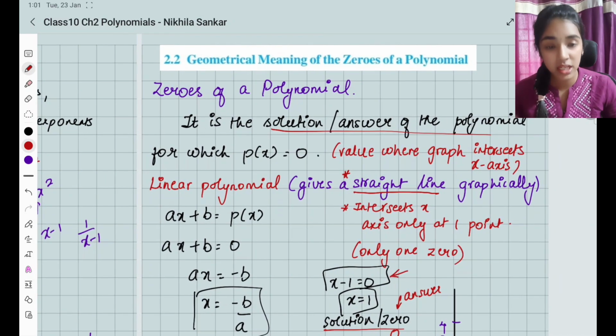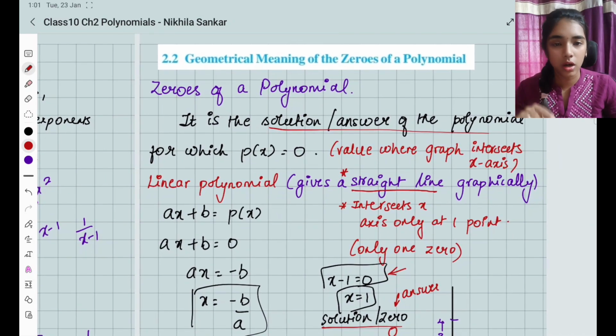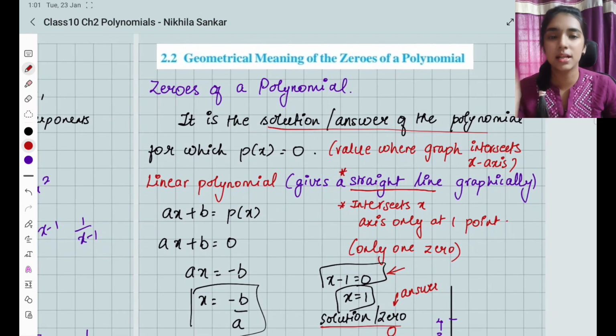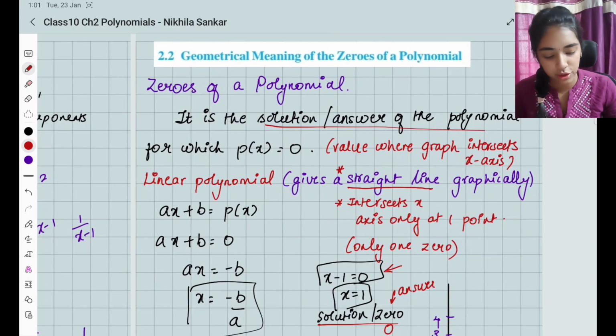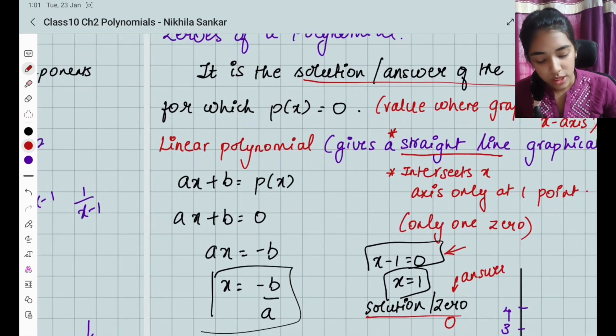So this is going to be the 0 of the polynomial, or the solution of the polynomial, or the answer to the polynomial. So நம்ம அதை எப்படி சொல்ல போறோம்? 0. Okay, so that is the word you're going to use. So இப்போ what is a linear polynomial?